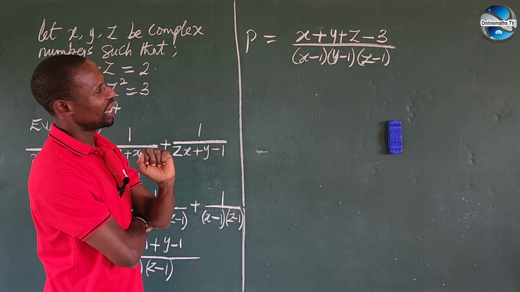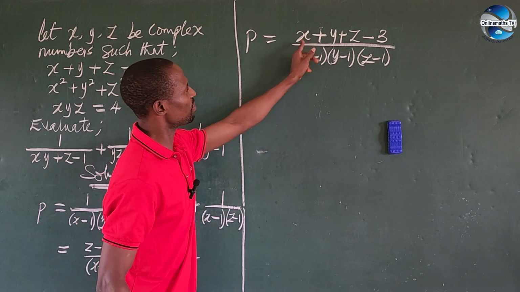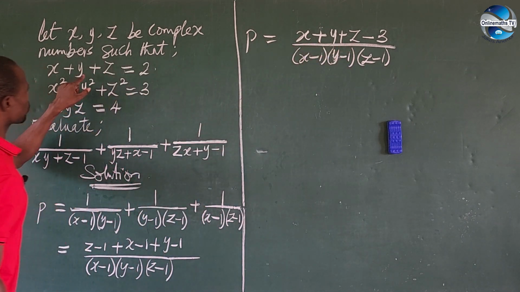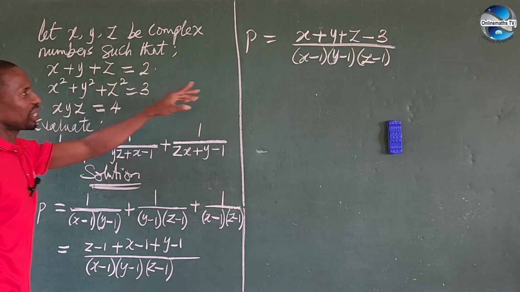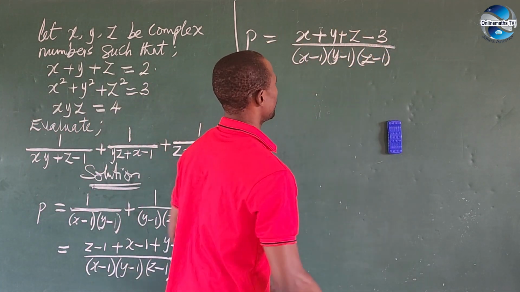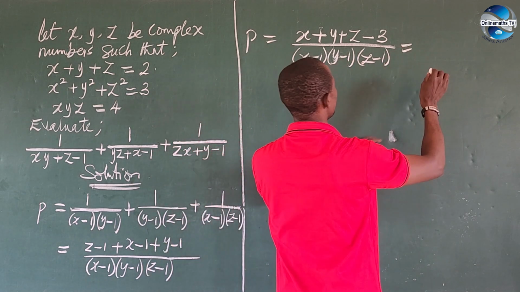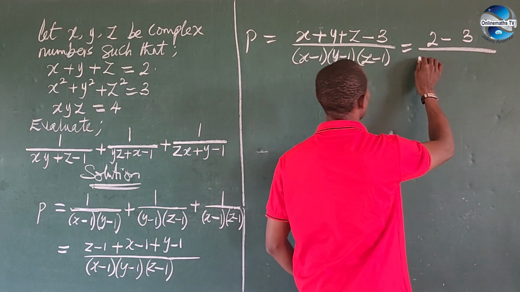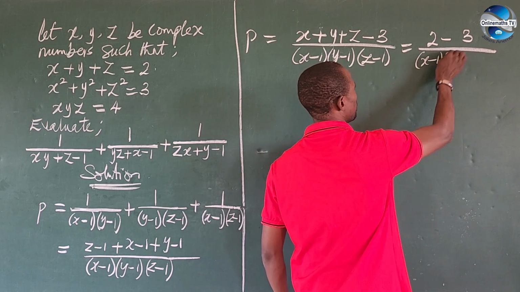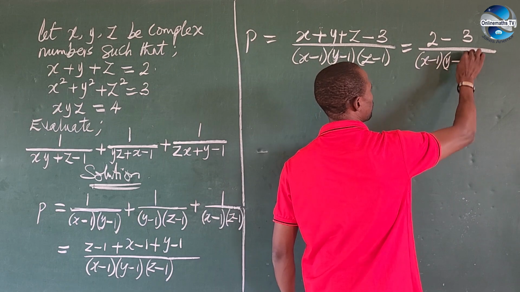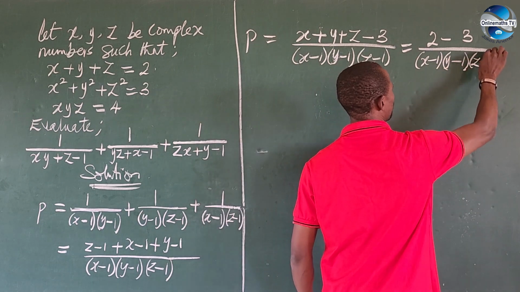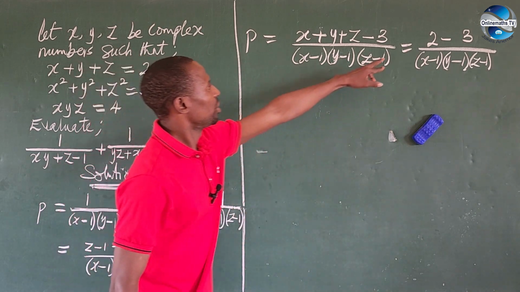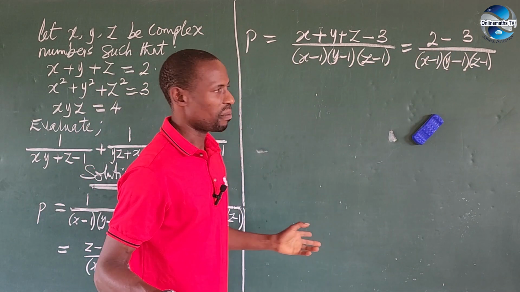So what do we do now? If you take a critical look at the expression we have at the numerator, x plus y plus z is equal to what? 2. So we can replace the whole of this with 2. So if we do that, this will now give us here 2 minus 3, everything all over bracket x minus 1, bracket y minus 1, bracket z minus 1. So from here, what do we do next? Your 2 minus 3 will give us minus 1.